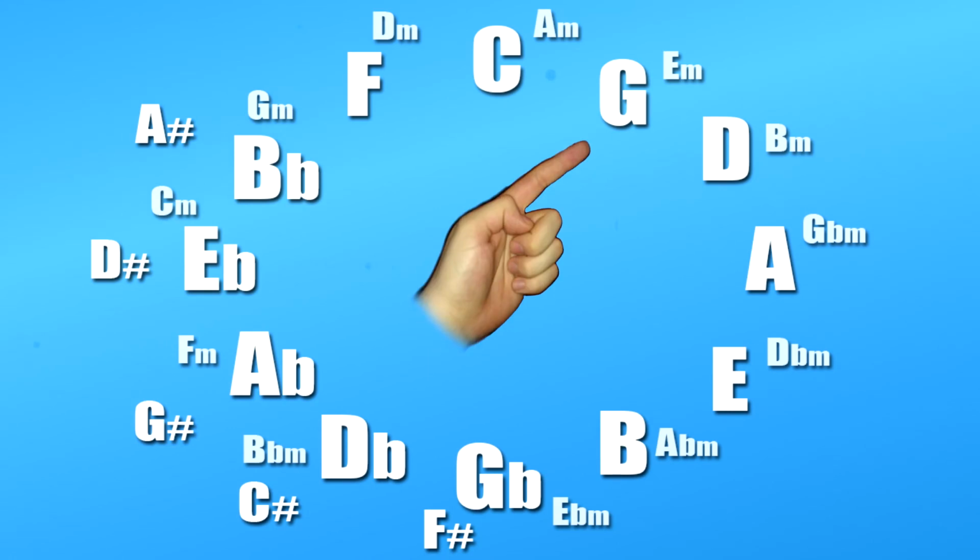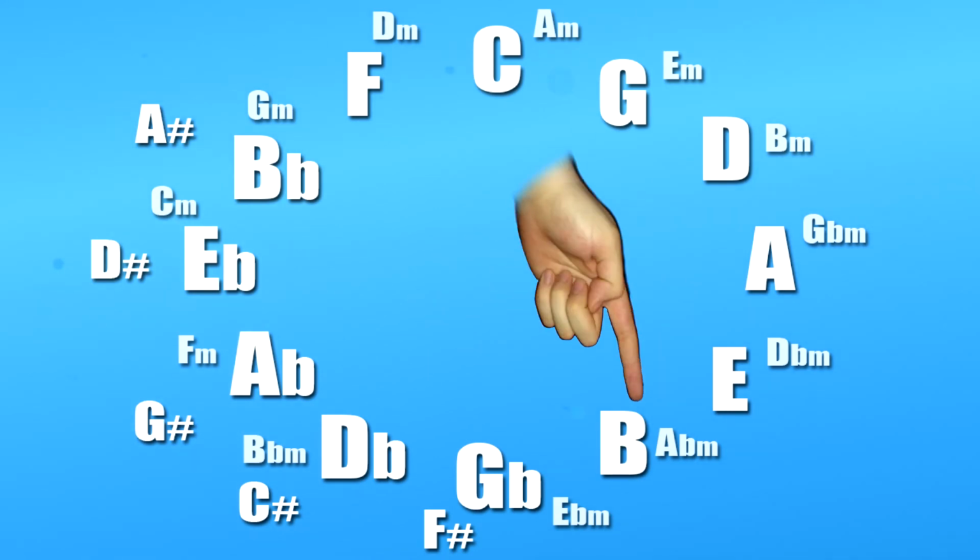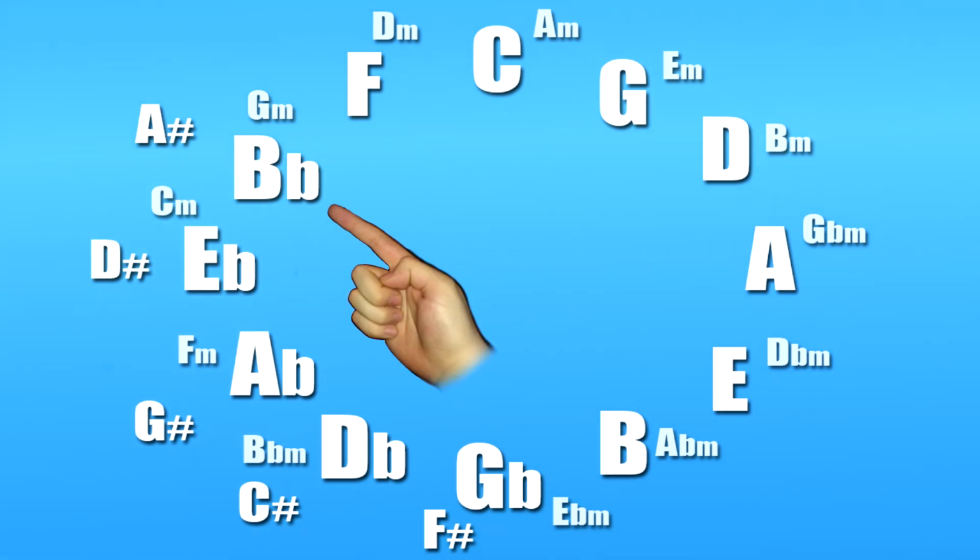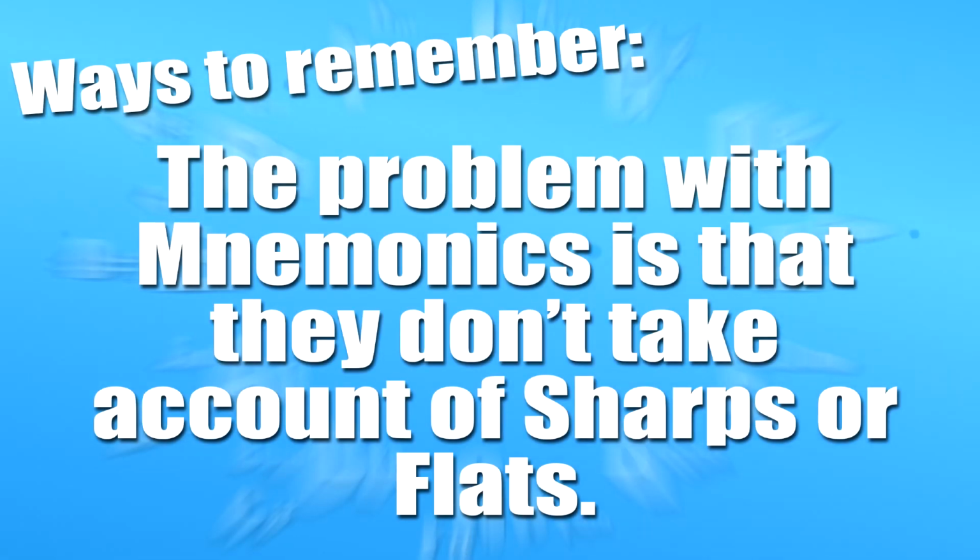Some of my students have come up with mnemonics like Charlie's granddad ate every biscuit, granddad ate everything but fruit. The problem with mnemonics is that you'll have to remember where the sharps or flats happen, and that's where it kind of falls on its arse.